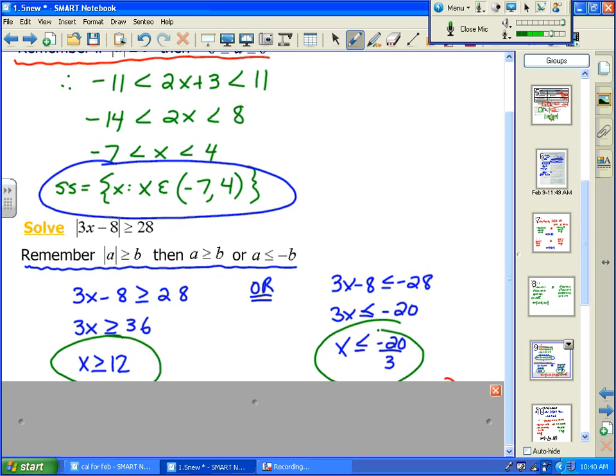X has to be greater than or equal to 12, or it can be less than or equal to negative 1 over 3. I'm hoping infinity is popping into your brain at this moment.